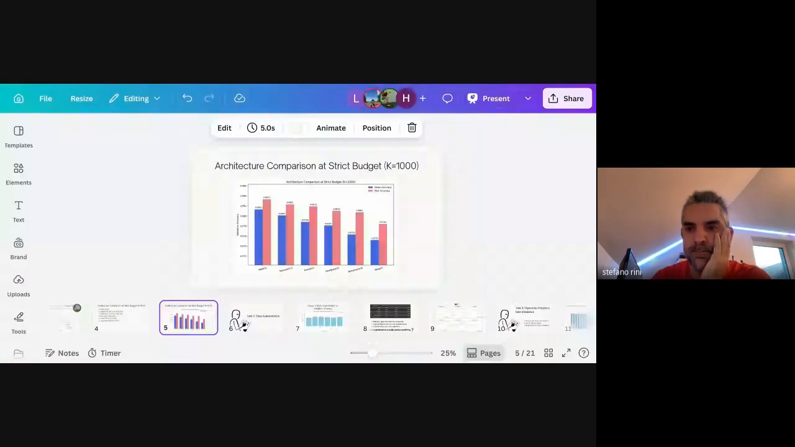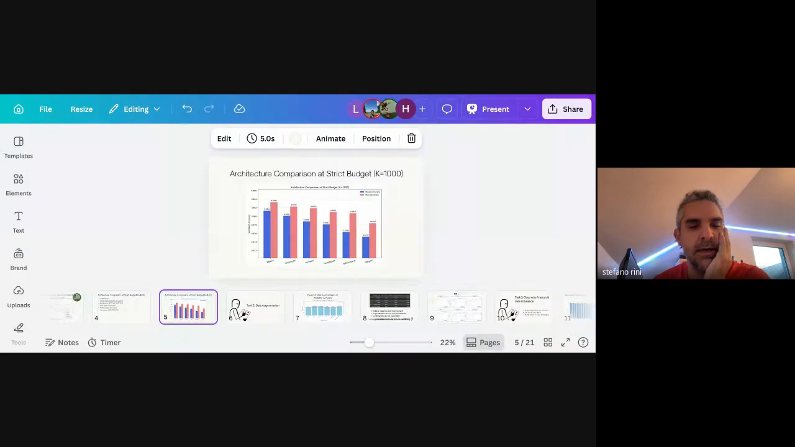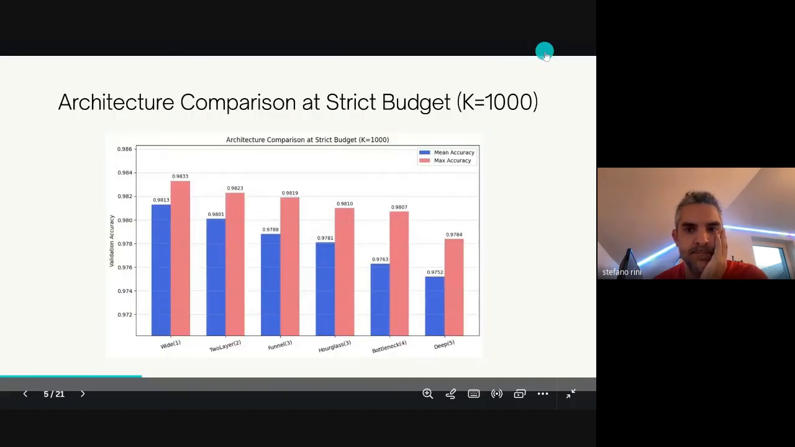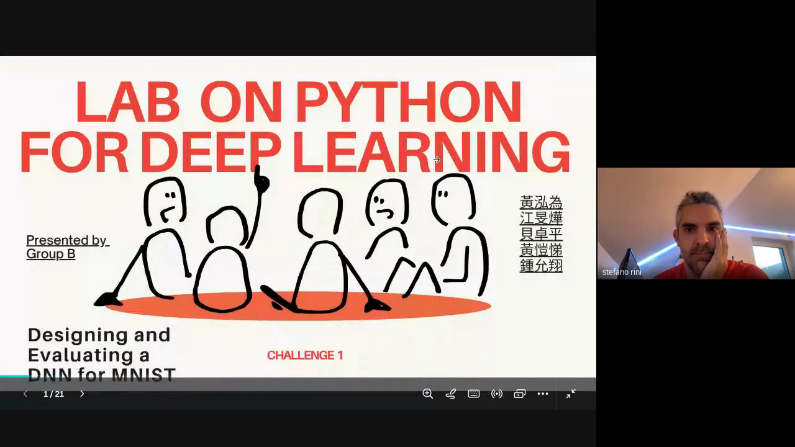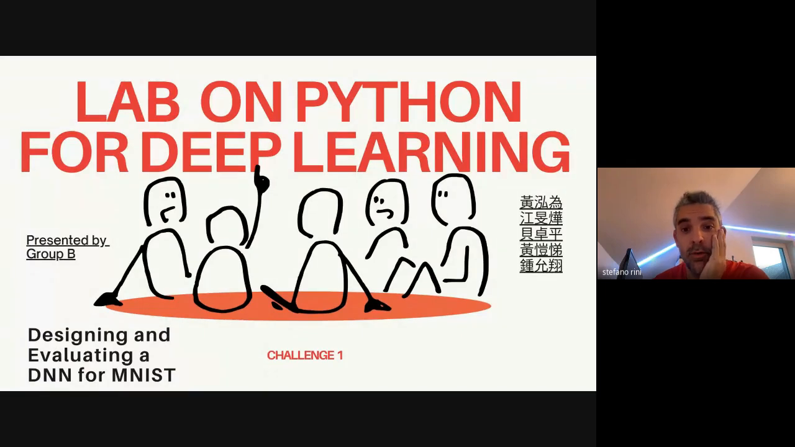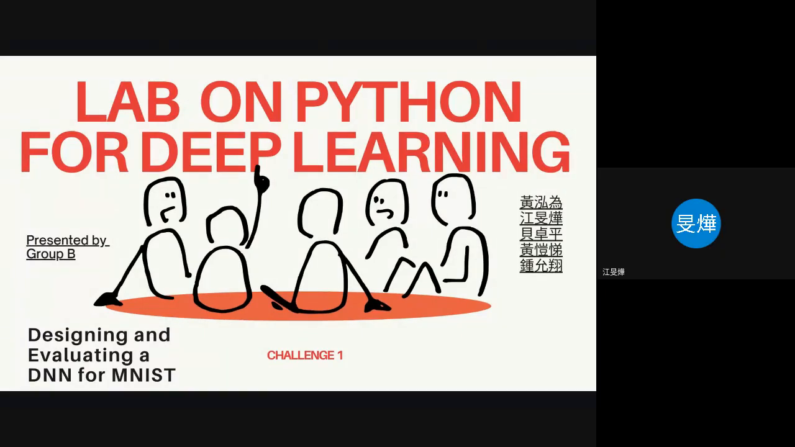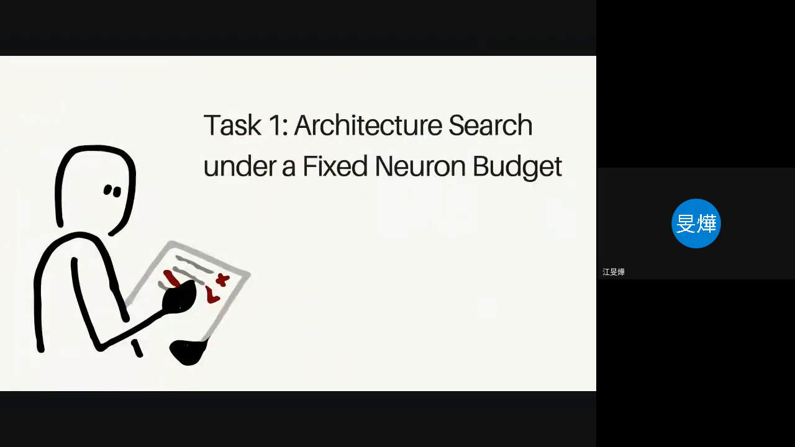Here we go. You guys use Canva. Very nice. Very nice drawing. So we are Group B, and let's start from our task 1. Next page, you can go to task 1. Next page, thanks.